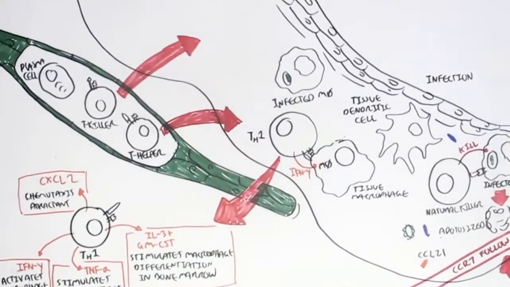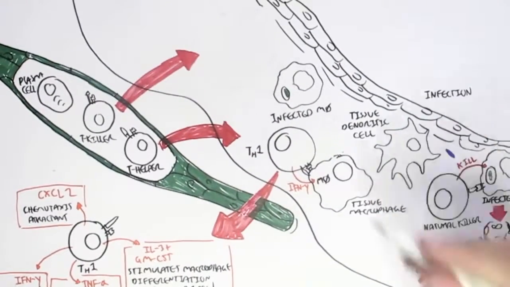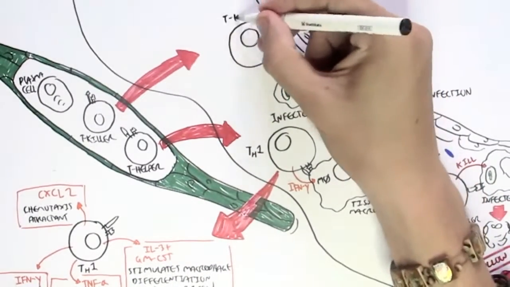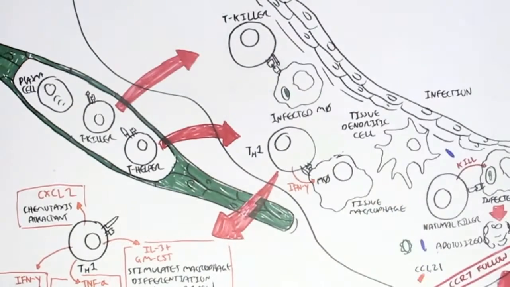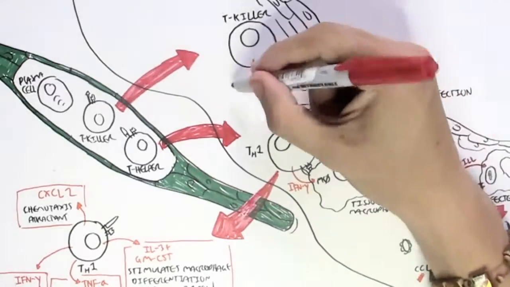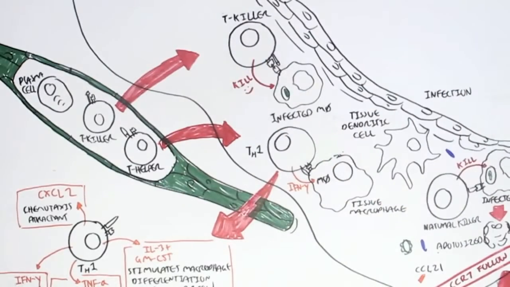Now the T killer cells, their role, as I mentioned earlier, is similar to natural killer cells. They essentially kill infected cells. So in this case, the macrophage is infected, and so the T killer cell will kill it.